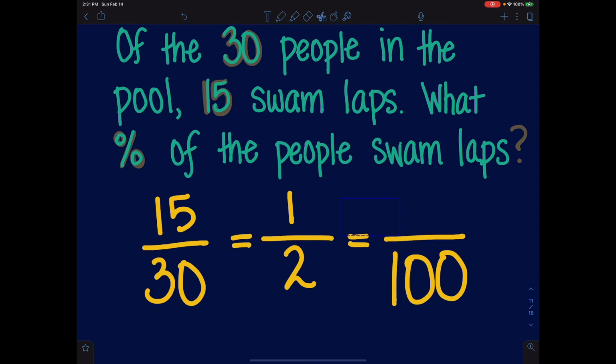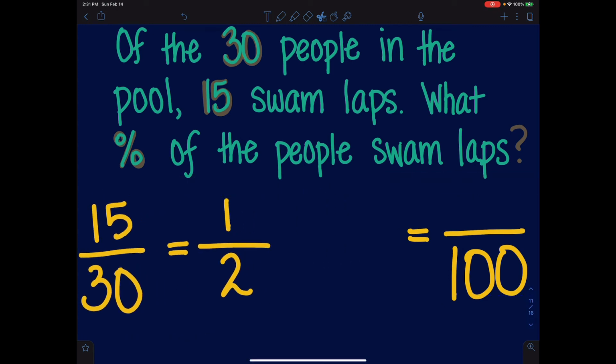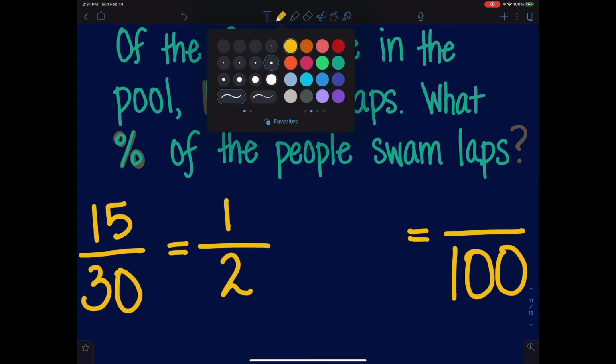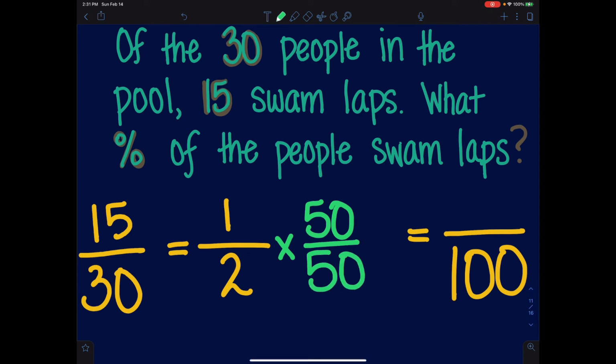So what they did in the book, and I'll just move this over a little bit, and I'll change colors so you can see what I'm doing. I'm going to multiply the top and the bottom by 50 over 50. This is kind of like multiplying the fraction by 1, because this can be reduced to 1. And you can do this at any time because it does not actually change the value. When you multiply something by 1, it doesn't change the value.